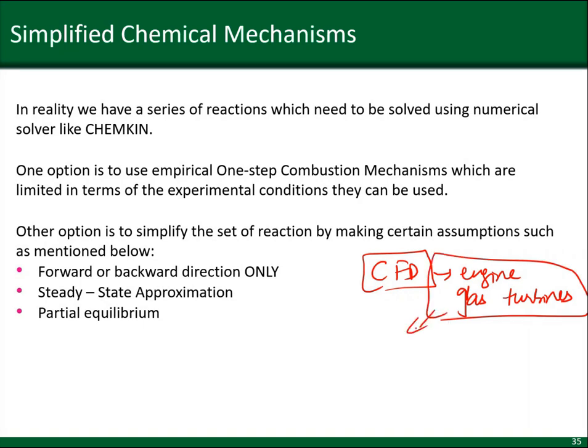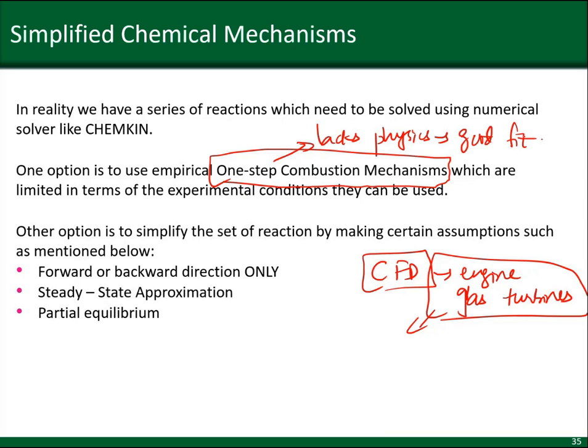And there are two levels of simplification. One level of simplification is to simply come up with a one-step combustion mechanism, which lacks the physics or lacks the understanding of what is happening, and it is simply a good empirical fit, right? It is simply a fit to experimental data, and it works within the set of conditions for which you have experimental data. Outside that, it will not work.